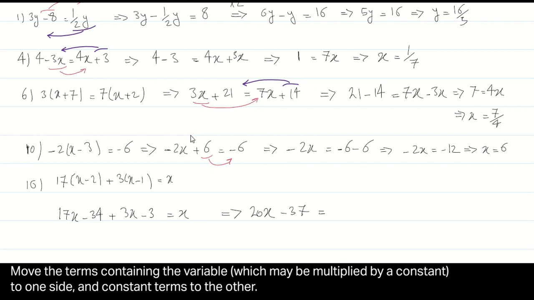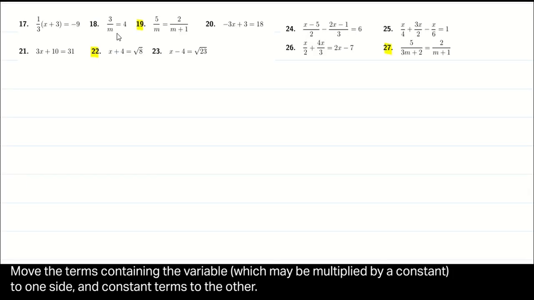And the right-hand side, we have only x. So we have two variables and one constant. So I'm just going to move the variable to the left-hand side. And I'm going to move the constant to the right-hand side. So my equation would be 20x minus x is equal to 37. So that means 19x is equal to 37. So that means x is equal to 37 over 19.